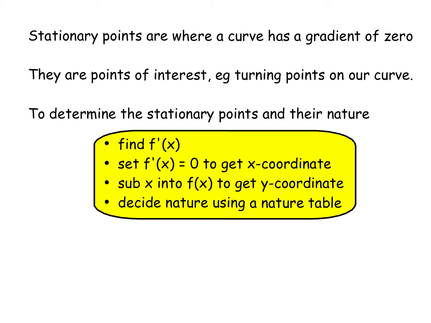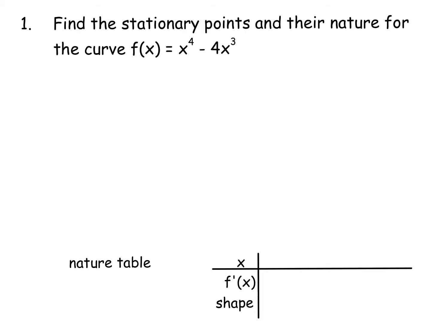So let's look at an example and we're going to work through these 4 steps. We have to find the stationary points and their nature for this curve. A question will say it's looking for stationary points and will mention they want the nature. So we're looking for the coordinates where the graph starts to turn, and whether they're maximums or minimums, or I'm going to teach you a new word here as well.